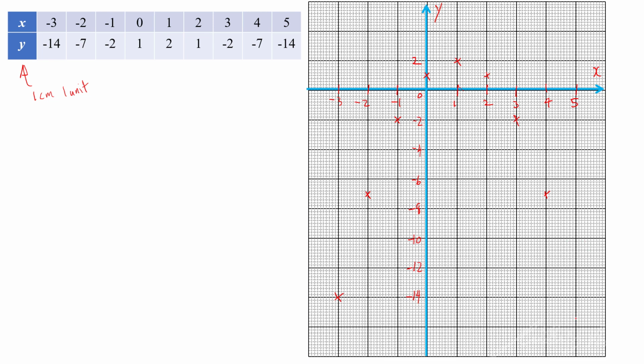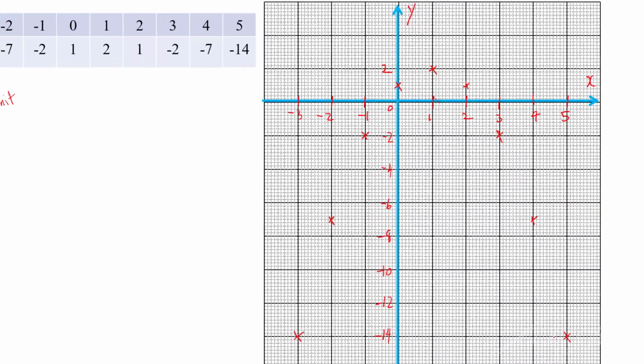And 5 is -14. Okay, so now that we have our point plotted, we have to draw our curve. And how do we draw our curve? We can either use a French curve or a flexible ruler. And I will show you how.